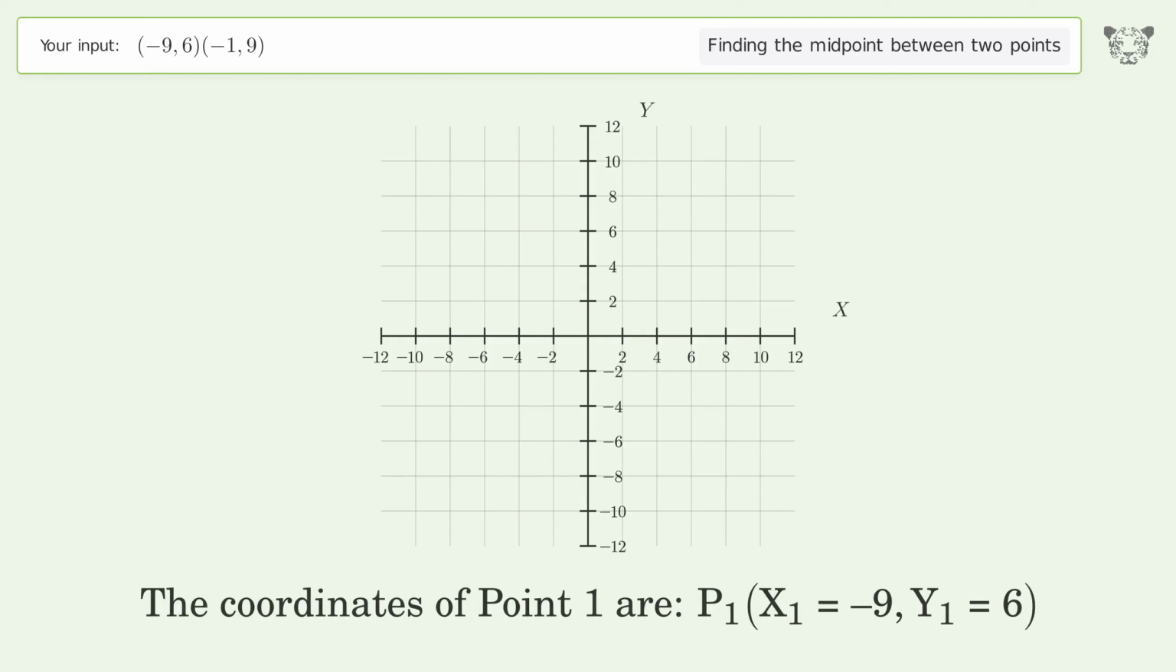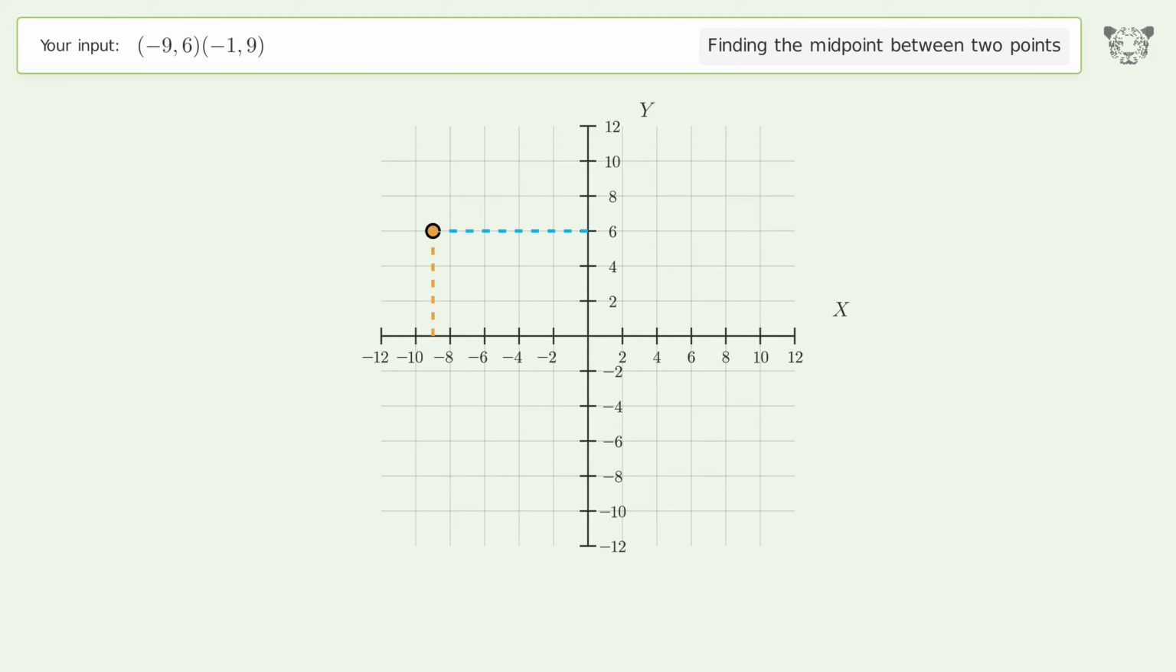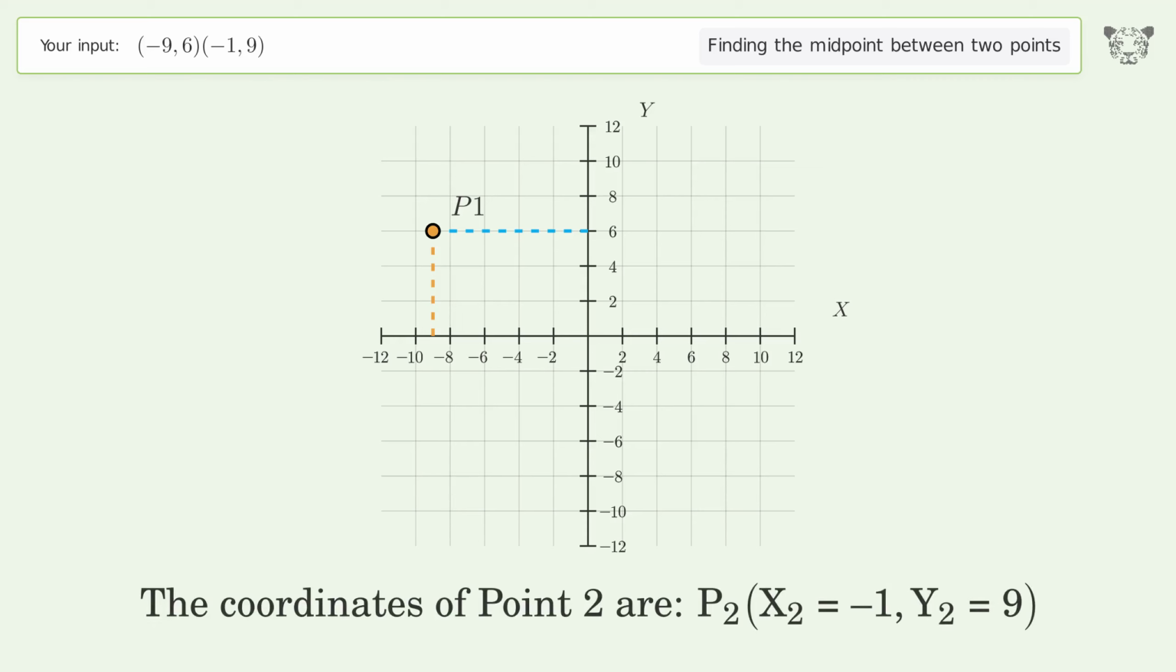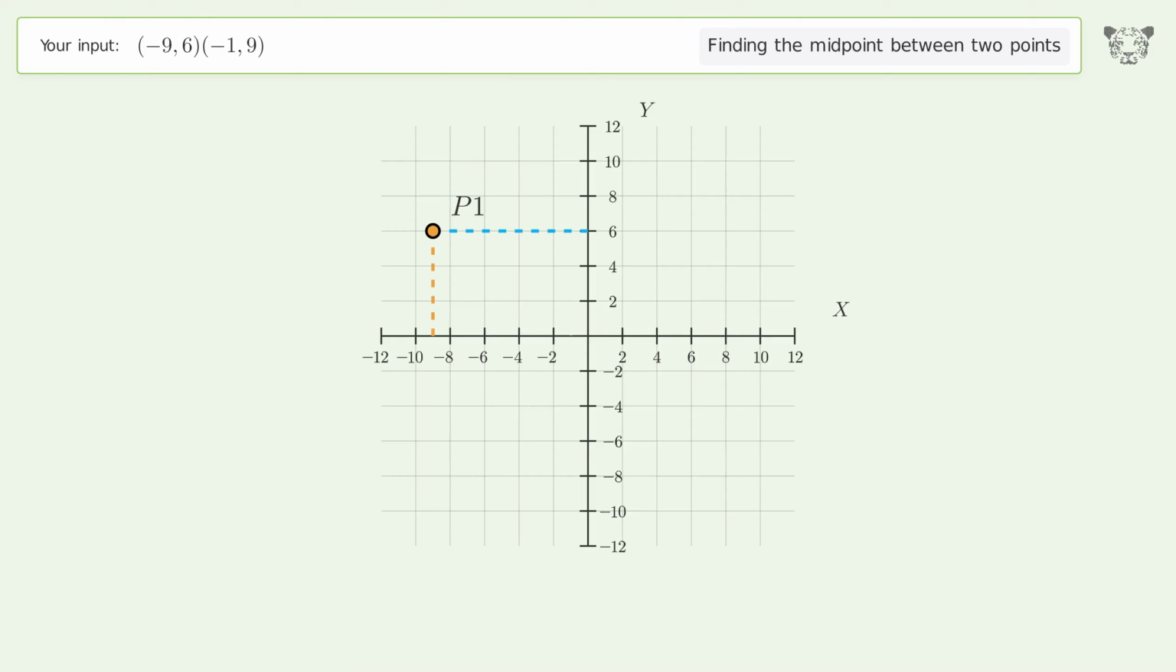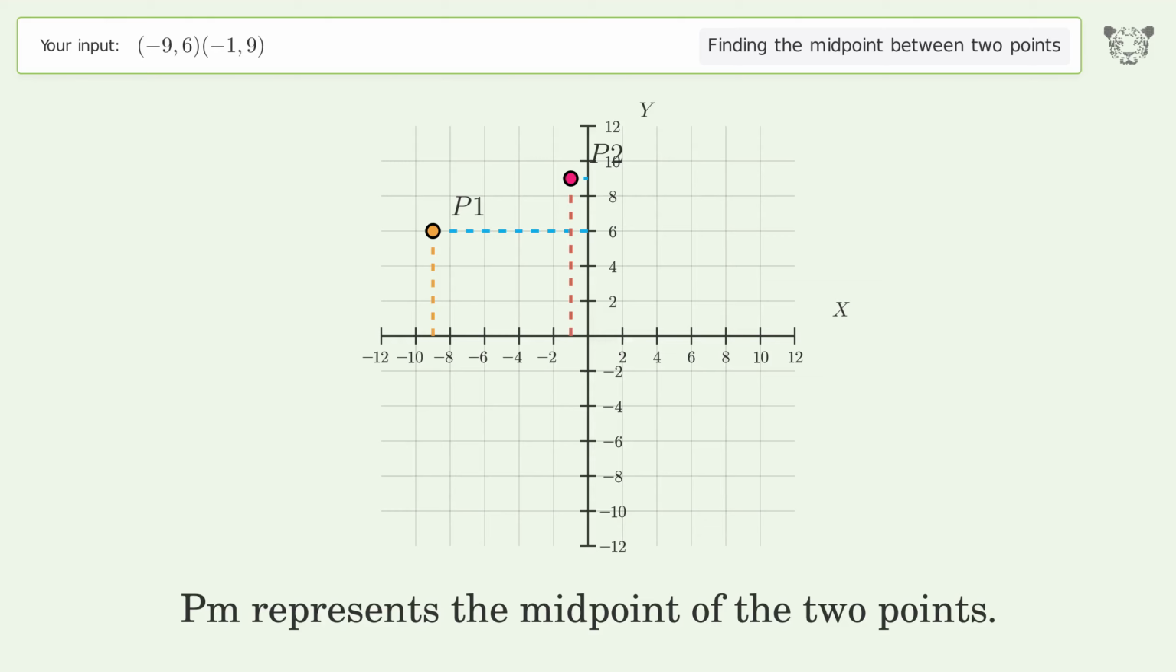The coordinates of point 1 are, x1 equals -9, y1 equals 6. The coordinates of point 2 are, x2 equals -1, y2 equals 9. PM represents the midpoint of the 2 points.